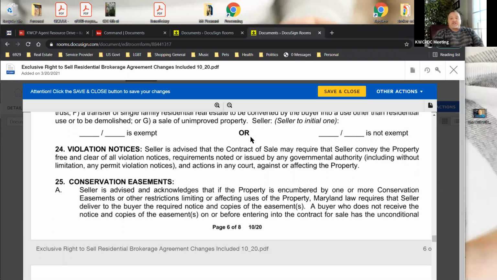All right, violation notices. The seller is advised that the contract of sale may require the seller to convey the property free and clear of all violation notices. So if the county or the state or any jurisdiction has issued any kind of violation or stop work order or any other kind of violation notice, the seller has to deliver the property free and clear of any of those kinds of activities.